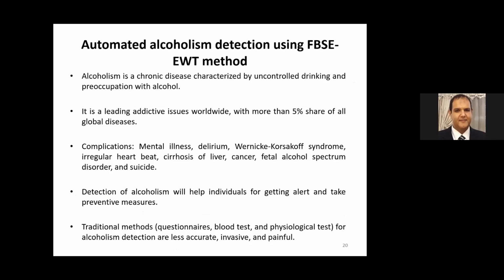One is automated alcoholism detection using the FBSEWT method. Alcoholism is one of the chronic diseases, characterized by uncontrolled drinking and preoccupation with alcohol. It is one of the leading addictive issues worldwide, and more than 5% of global diseases are due to alcoholism. It has many complications like mental illness, delirium, Wernicke-Korsakoff syndrome, irregular heartbeat, cirrhosis of the liver, cancer, fetal alcohol spectrum disorder, and suicide. So detection of alcoholism is very useful for getting alerts and taking preventive measures.